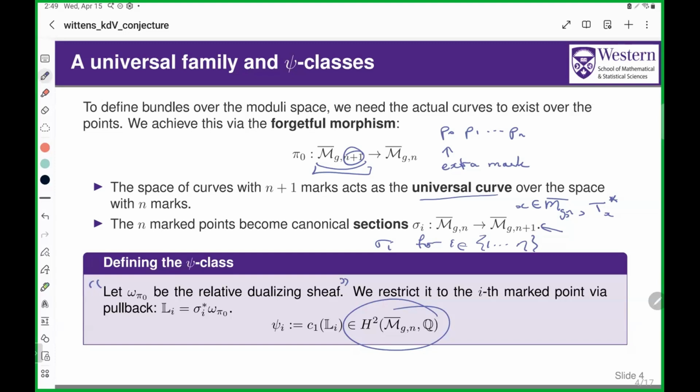Okay, and then, when you have these line bundles and you have one for each marked point, you have the Chern classes, which are elements of the second cohomology with rational coefficients because this is an orbifold. And so these are the psi classes that Witten uses.